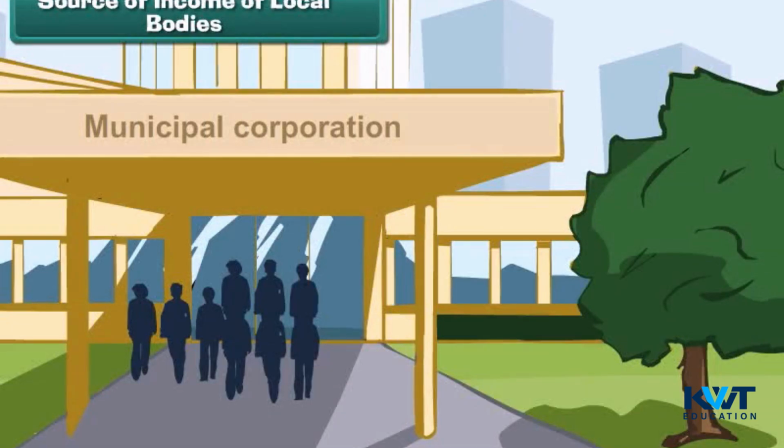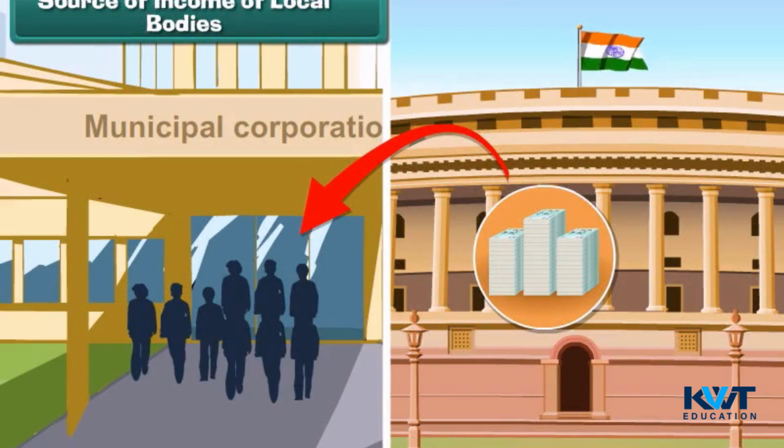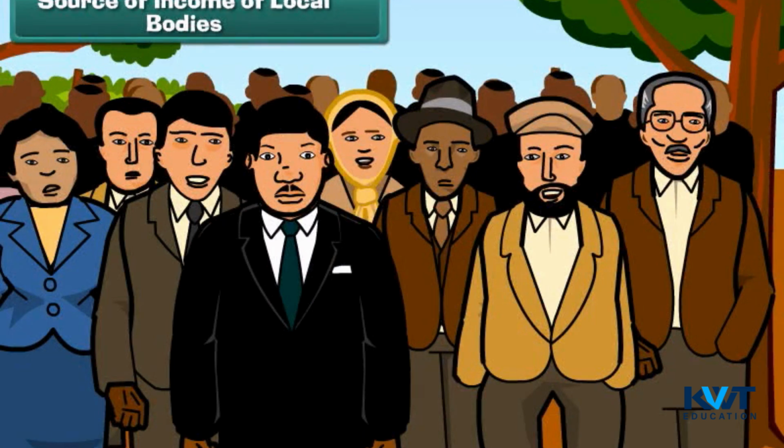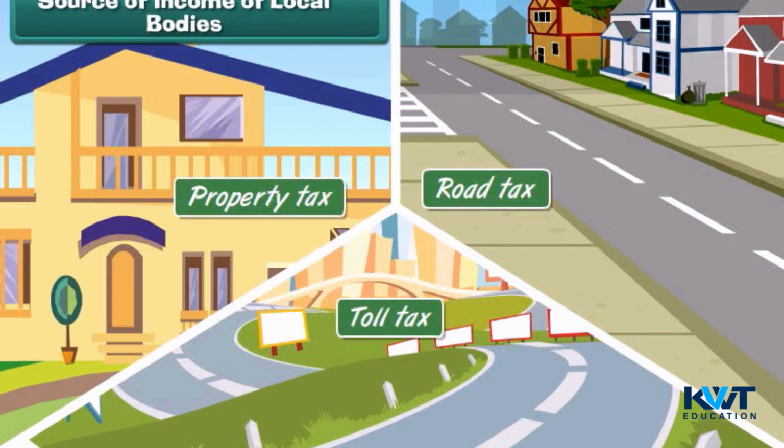Source of income of local bodies. Local bodies get money for provision of services from the respective state governments. The state governments in turn get the money from their citizens through property taxes, road taxes and toll taxes.